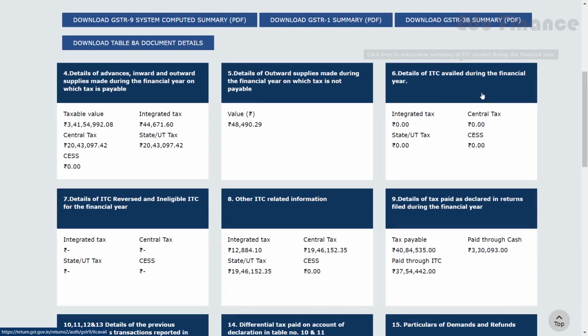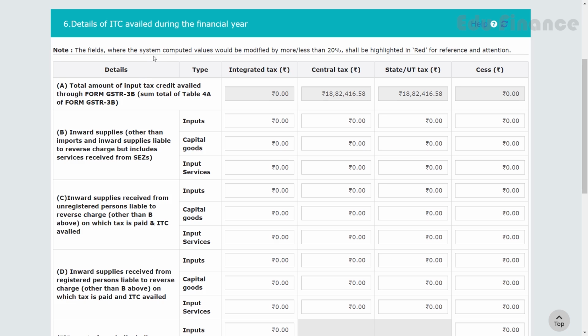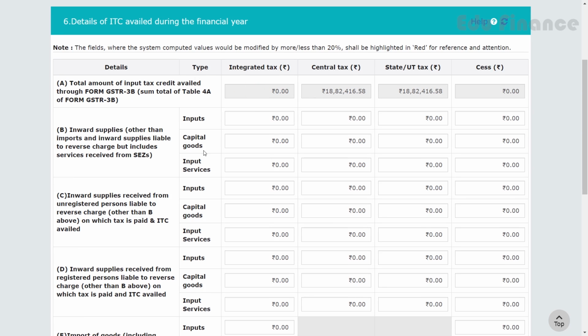Now let's start with table 6. This section contains the details of ITC availed as per GSTR 3B and ITC availed as per books of accounts. Table 6A will be the input tax credit availed through form GSTR 3B, which is auto-populated here. Then enter the ITC availed in books as per the audited financial statement with the following bifurcations.